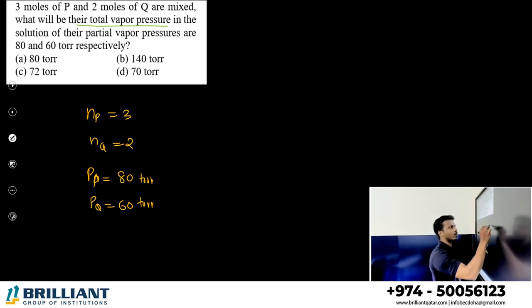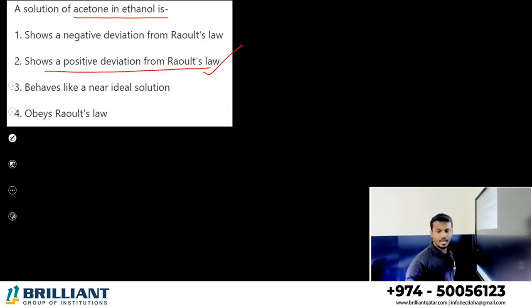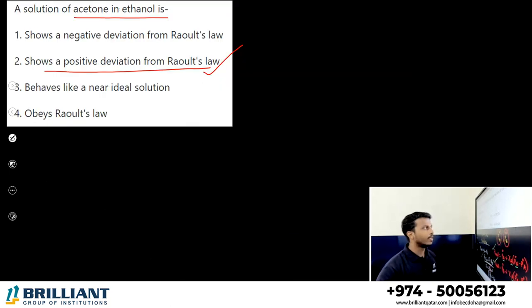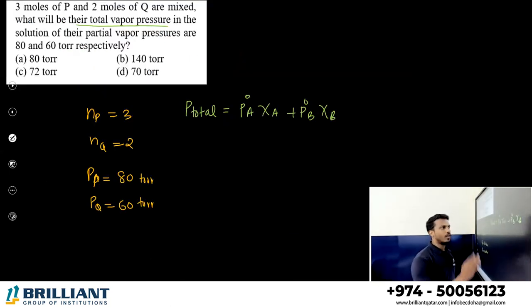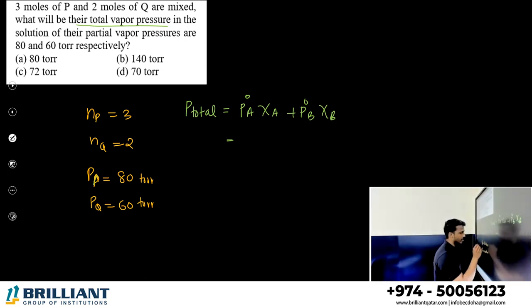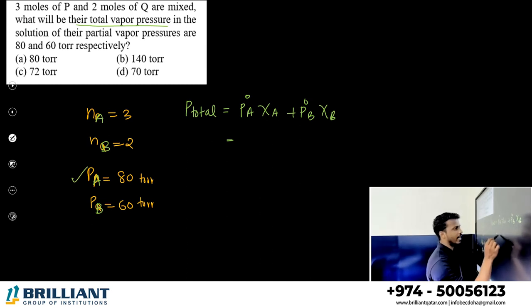What is the equation to calculate total vapor pressure? P total is equal to P naught A into XA plus P naught B into XB. Or you can use the previous equations, either of these two, that is also fine. Let me use this equation, P total equal to the first component plus the second component. Let me take the A component as P and the B component as Q. What is P naught A? Its vapor pressure is given as 80 into.